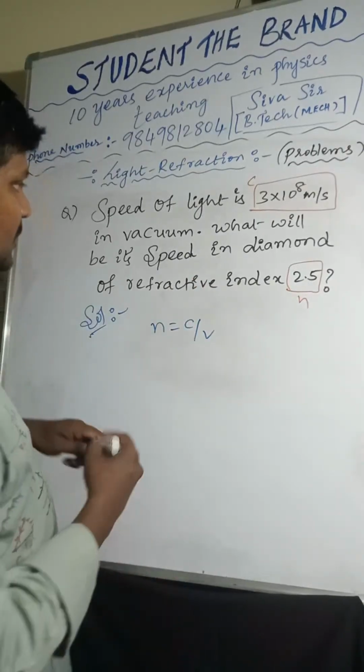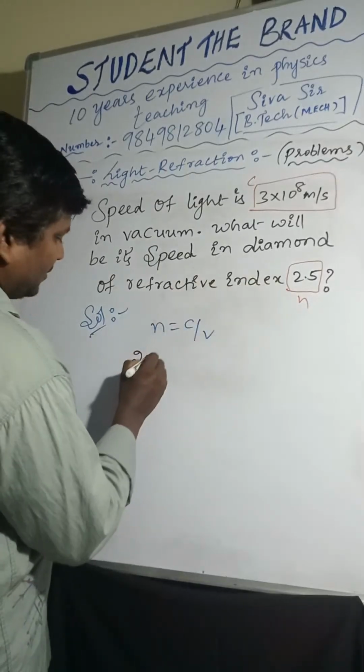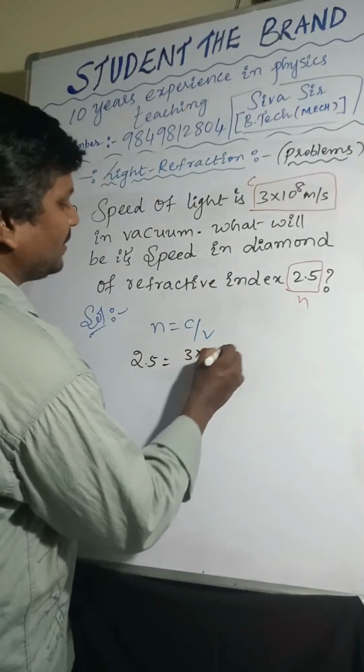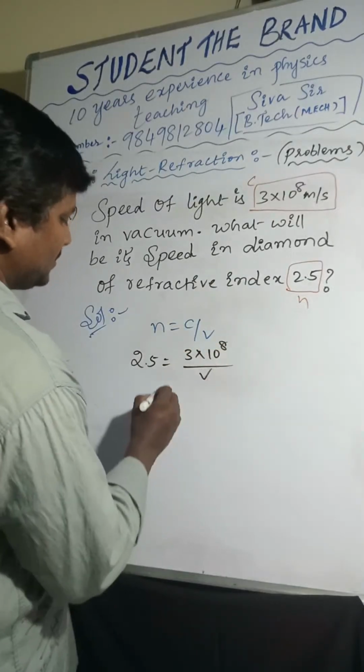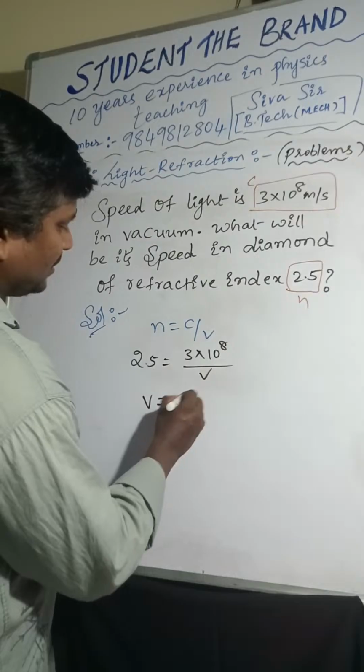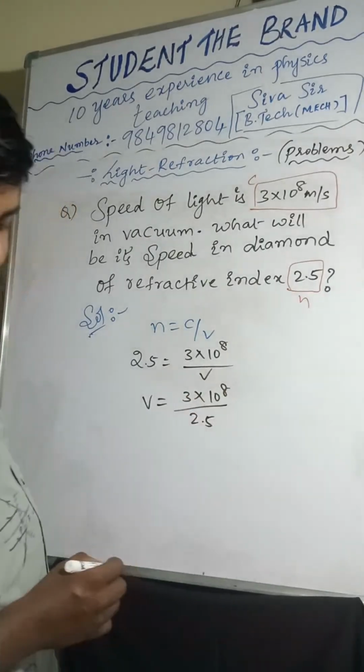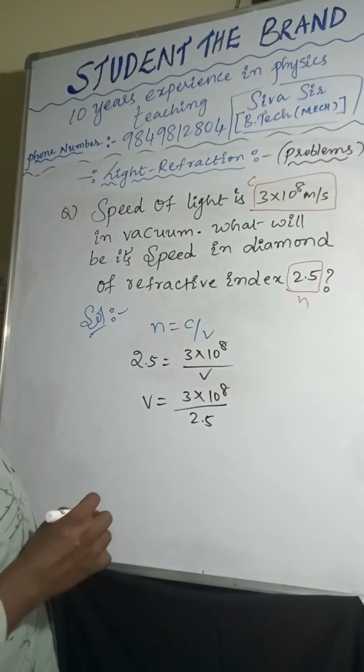So n equal to 2.5. I'm substituting n equal to 2.5. And speed of light in vacuum is 3 into 10 power 8 meter per second, and v. So cross multiply, v equal to 3 into 10 power 8 by 2.5. So if you do it, how much will you get?